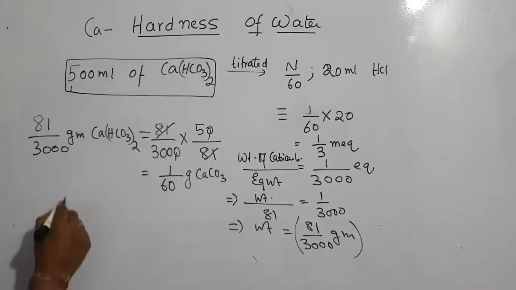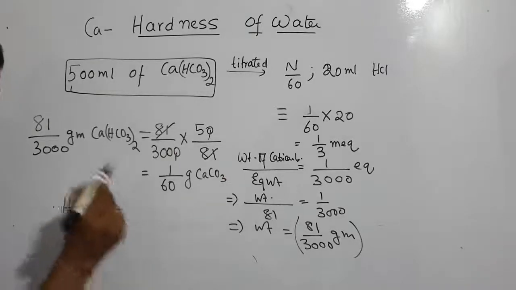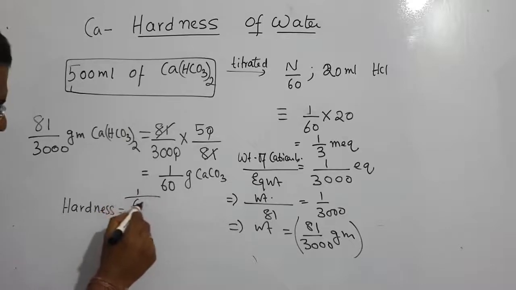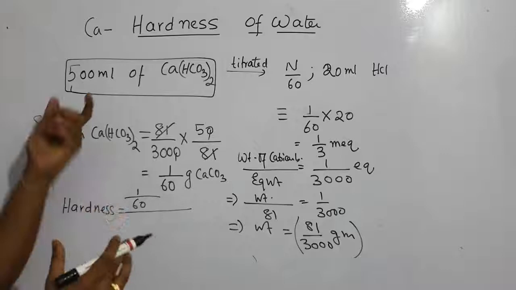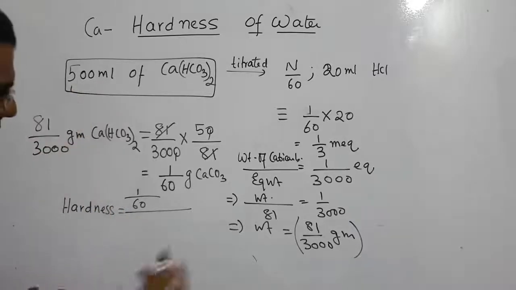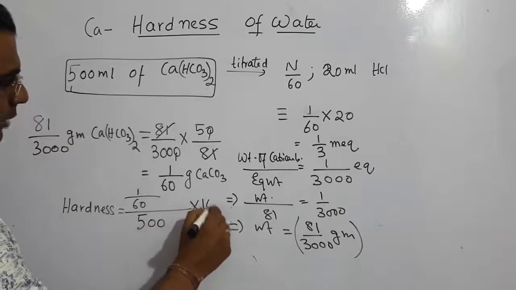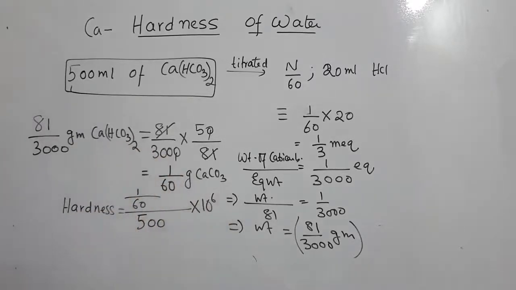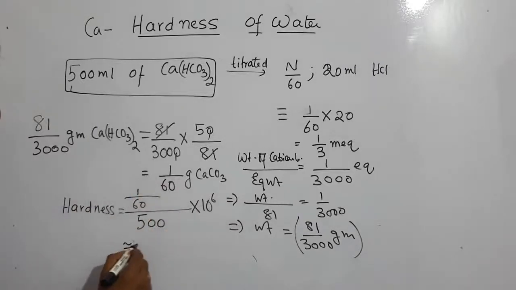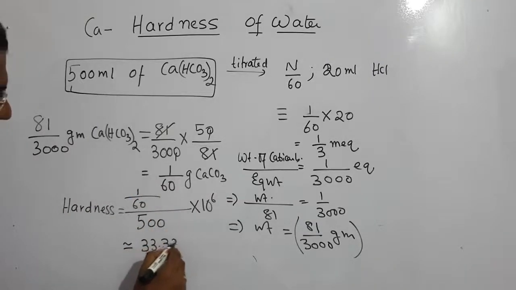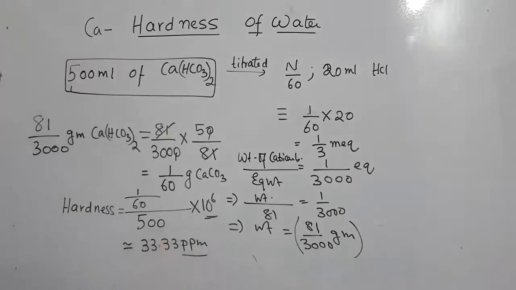So at this moment I have to calculate hardness, I know that. So hardness is the weight of calcium carbonate divided by the weight of the water, that is 500 milliliter. 500 milliliter means 500 gram, I know, into 10 to the power 6. So that is it. If you calculate this, you will get approximately 33.33 ppm, because the unit is 10 to the power 6, parts per million.